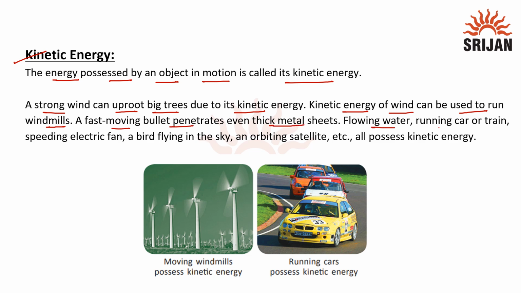Flowing water, running car or train, speeding electric fan, a bird flying in the sky, an orbiting satellite, all the moving objects possess kinetic energy. Here we have some examples. Moving windmill possesses kinetic energy. Running car possesses kinetic energy. We can say that all the objects that are in motion possess kinetic energy.